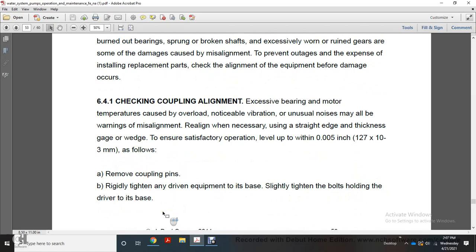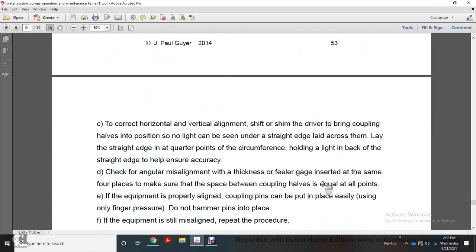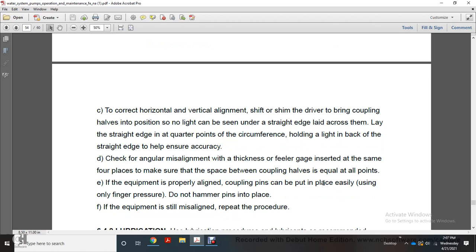Remove the coupling pins. Rigidly tighten the drive equipment into the base. Slightly tighten the bolts and hold the drive in the base. To correct the horizontal and vertical alignment, shim the drive and bring the coupling halves into position so that no light can be seen under the straight edge laid across the coupling. Check at the quarter points of the circumference, holding light in back of the straight edge, to within an inch of accuracy. Check angular misalignment.